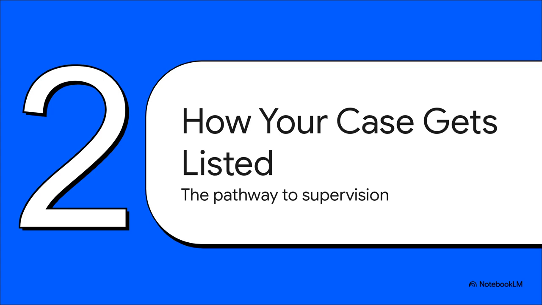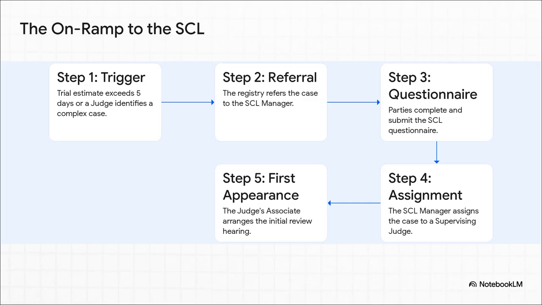Okay, Section 2. Let's get practical. How does a case actually find its way onto this list? What's the pathway? It's a very clear, systematic process. That 5-day trigger we talked about, that leads to an automatic referral from the court registry. From there, the parties have to fill out a detailed questionnaire. This gives the SCL manager the info they need to assign a single supervising judge who will stick with the case from start to finish. Then, that judge's associate gets in touch to schedule the very first review hearing.